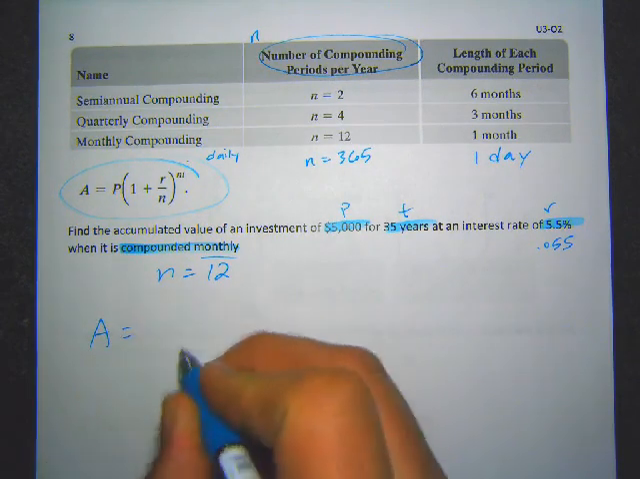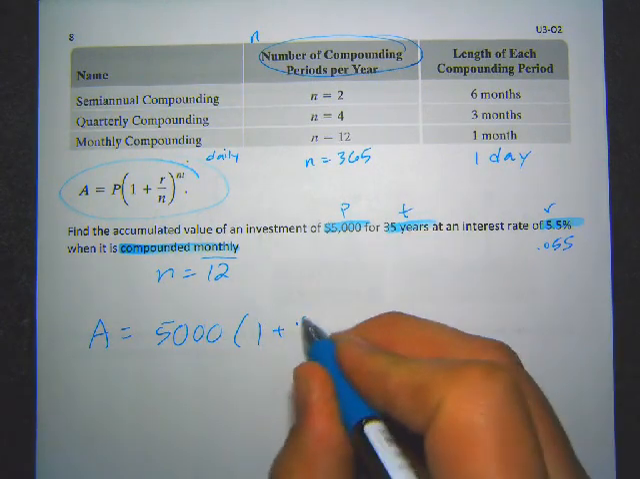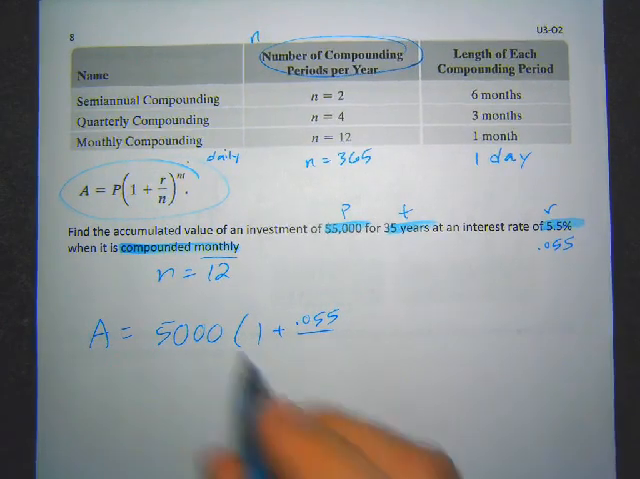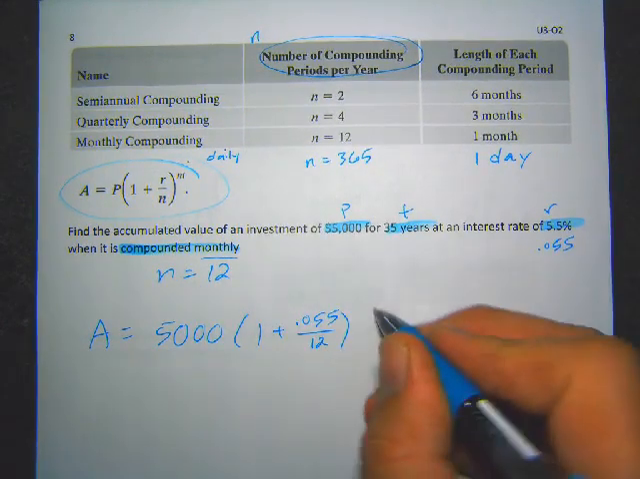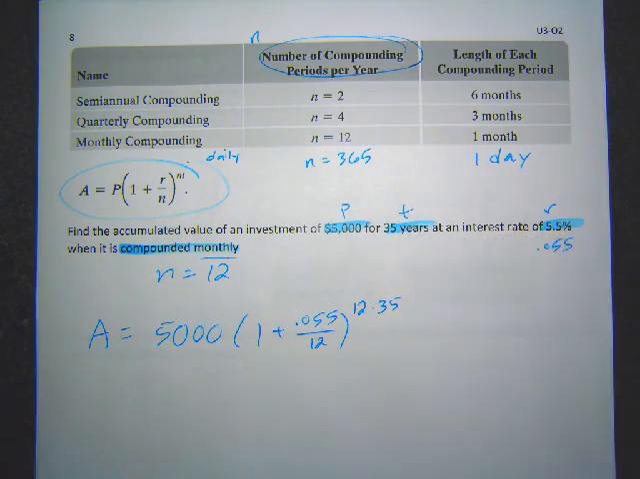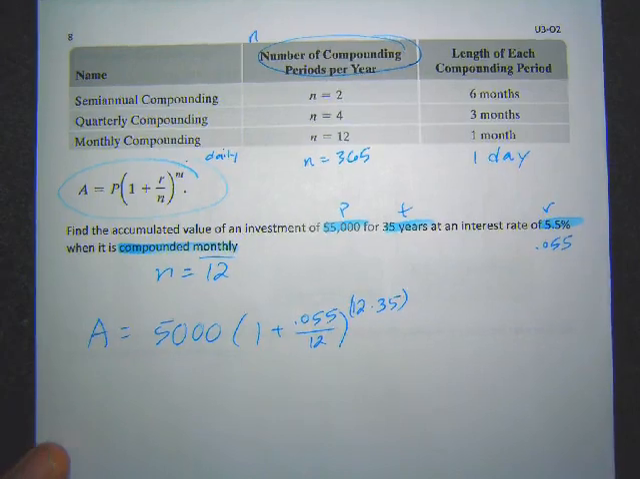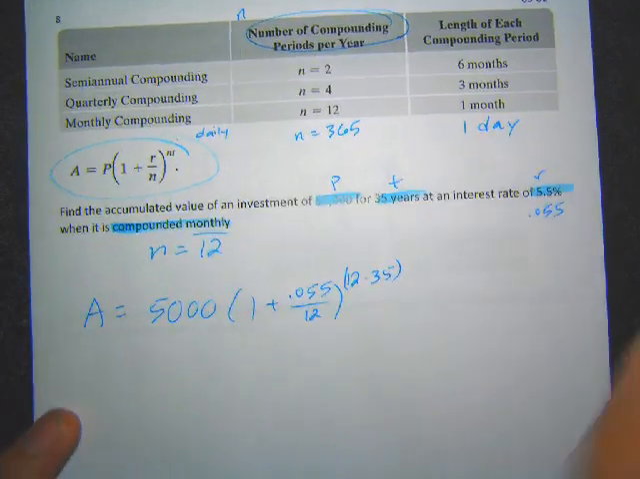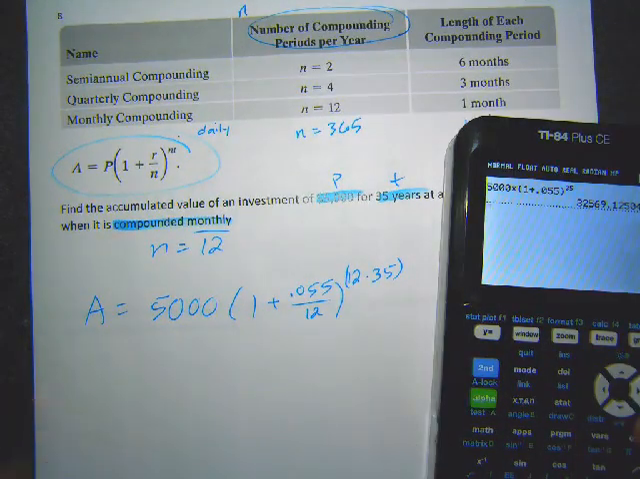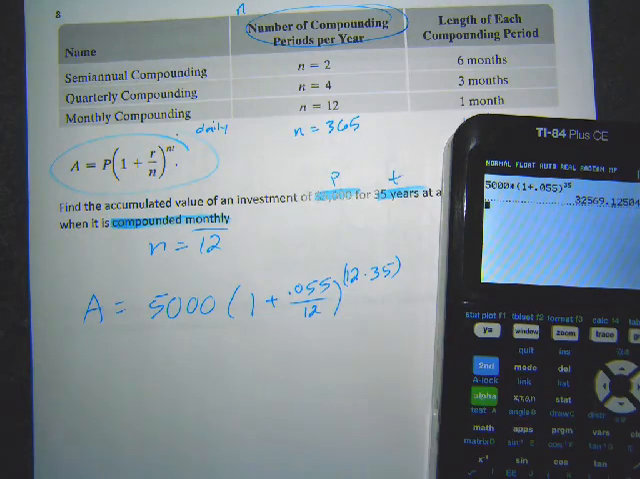So the formula now: principal is 5,000, 1 plus interest rate 0.055 over N, which is 12, to the power of 12 times 35, because that is the time here. I'm always going to put parentheses around the powers, because on some calculators, if you don't put parentheses around the power, it'll do it wrong. So it's good to be safe. My calculator is the fancy one, so it'll be fine without them, but some calculators will need those parentheses. It's a good idea if you have powers with multiplication or division in them to use parentheses.